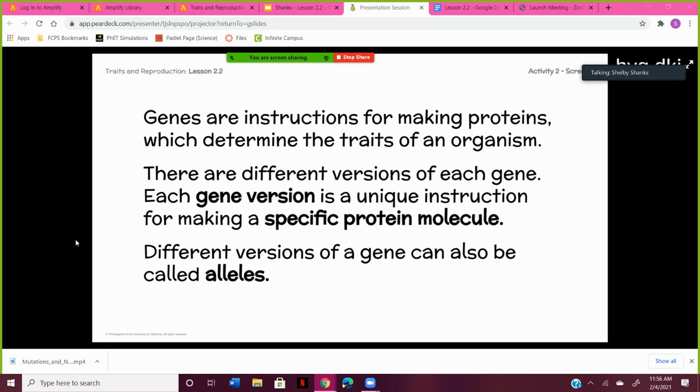And so there are different versions of each gene. Each gene version is a unique instruction for making a specific protein molecule. And then you guys read in the article on Tuesday that different versions of genes can also be called alleles.